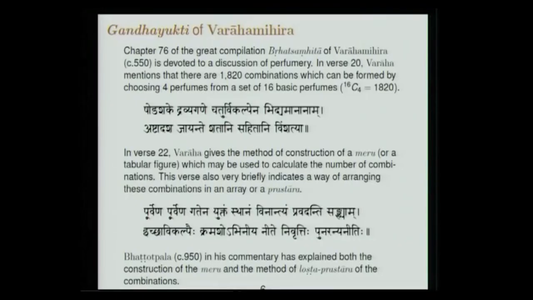Shodashake dravyagadi chatur vikalpena bhidyamanana ashtadasha jayante shatani sahitani vimshatya. So, when we have these 16 basic perfumes, the number of possibilities when we are choosing 4 will be 1820. Now, a little later, Varahamihira tells you how he arrived at this 1820. For that, he is going to give you a meru, very similar to what Pingala did, but still it is a different meru. The meru is stated in a half verse. And then in the other half verse, Varahamihira is discussing some other fairly complex topic.